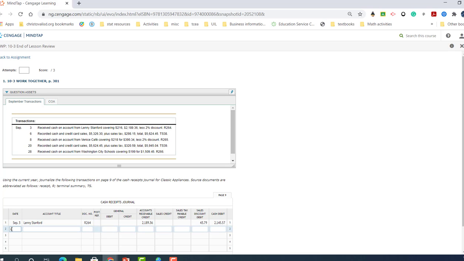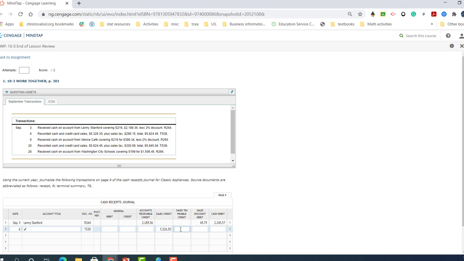So let's go ahead and go down to the 6th. On the 6th, we recorded the cash and credit card sales, and so that means this is going to be a check mark. And this goes from our terminal sale sheet 38. It tells us that we have a sales credit of $5,326.30.